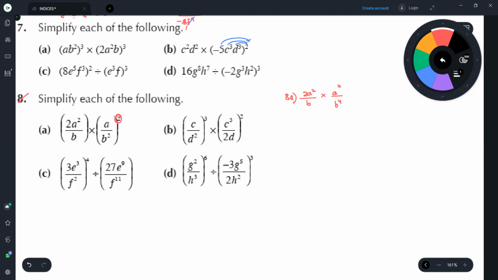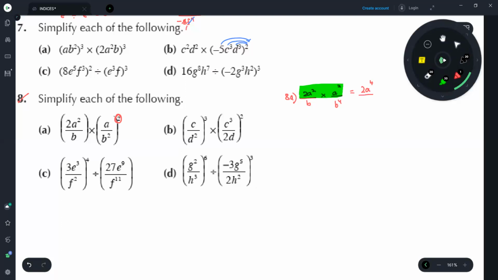Do you guys understand this? The power has to be applied both to the numerator and the denominator. Okay, so can I now ask you guys to multiply the numerators for me, please? Numerators only. So it's going to be 2 into 2, a to the power 4, over b to the power 5. Yes, sir. That's going to be my answer, part a.